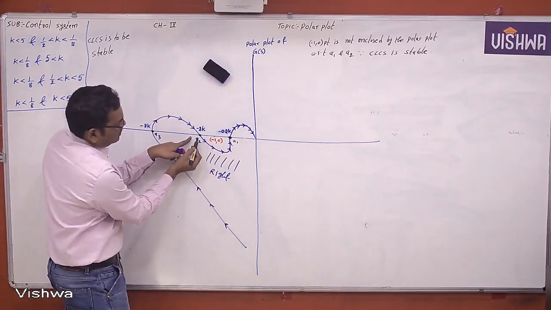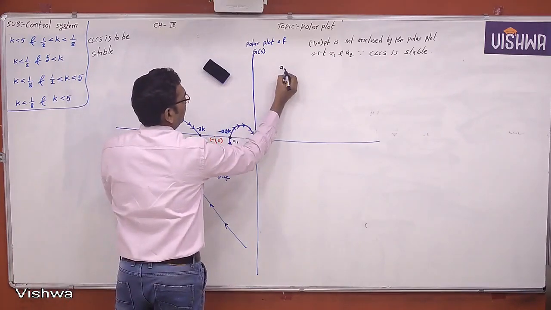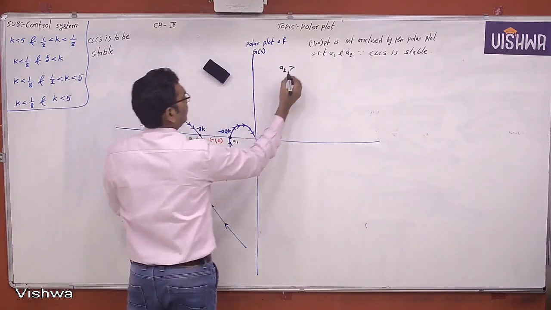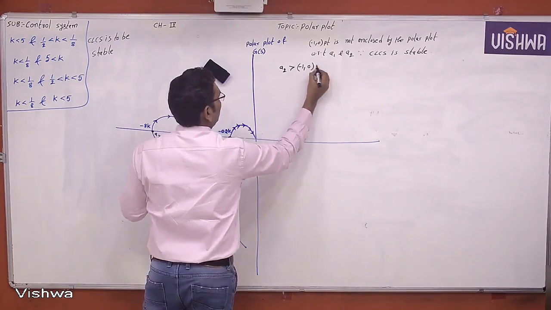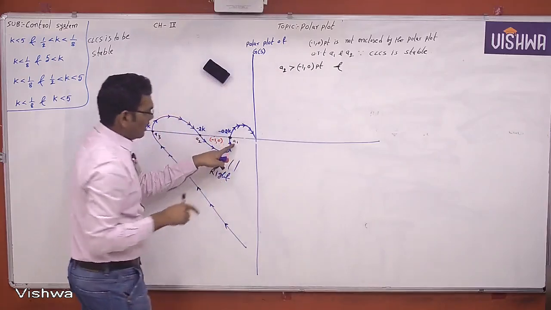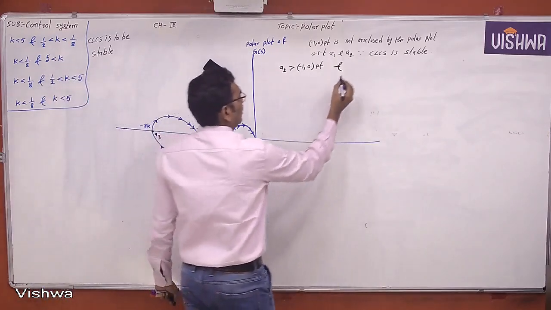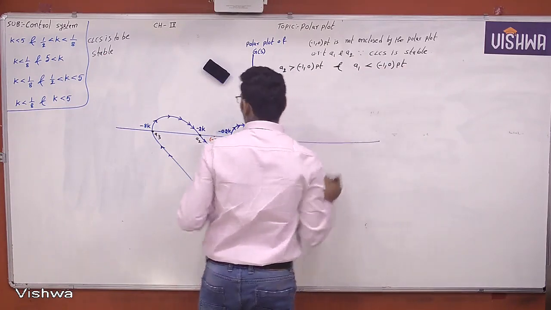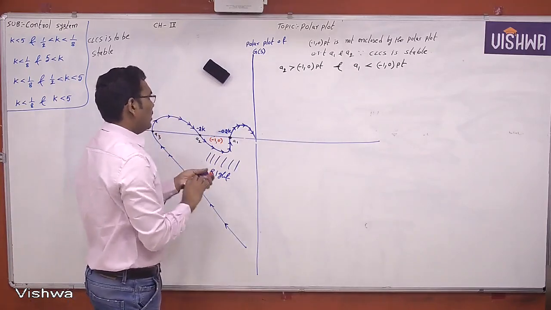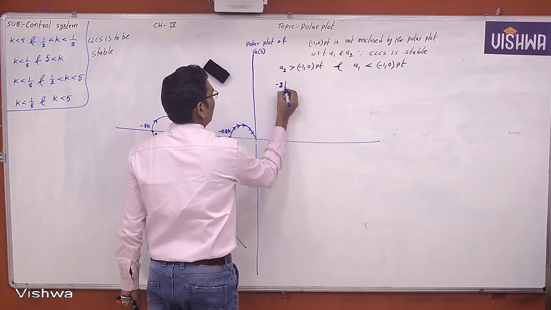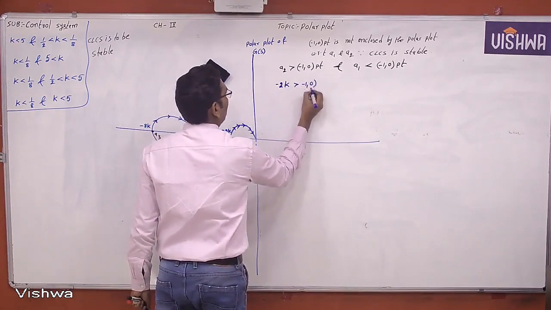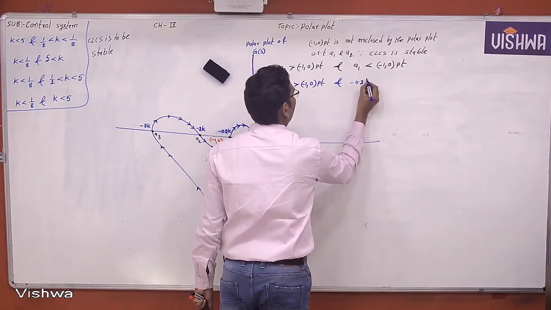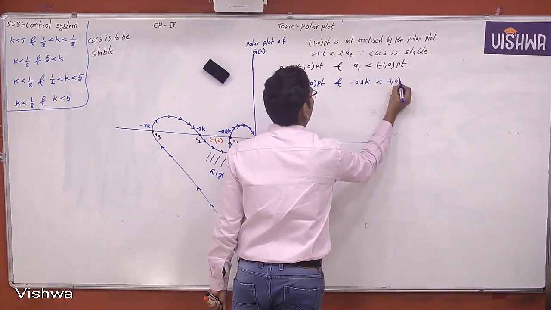See here, A2 is greater than the -1 comma 0 point, I am already saying lowest to highest like this. A2 is greater than -1 comma 0 point, and A1 is less than -1 comma 0 point. But what is A2? A1 value is already given. A2 is nothing but -2k, which is greater than -1 comma 0 point. And A1 is -0.2k, which is less than -1 comma 0 point.